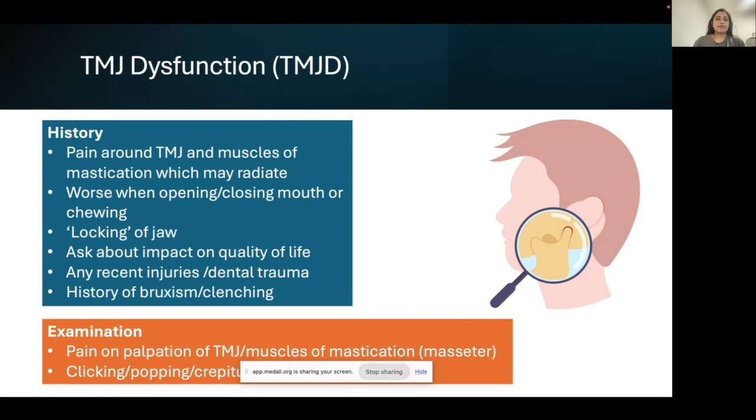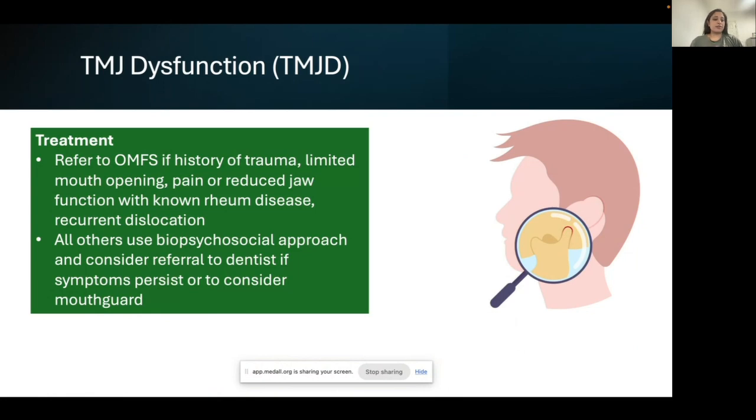and then refer as needed. So treatment of TMJ dysfunction, again, it's another condition that gets kind of a bad rep because it is related to a lot of psychological issues. So anxiety, stress, depression. People will say when you're stressed or anxious, you grind your teeth more and you get more pain.